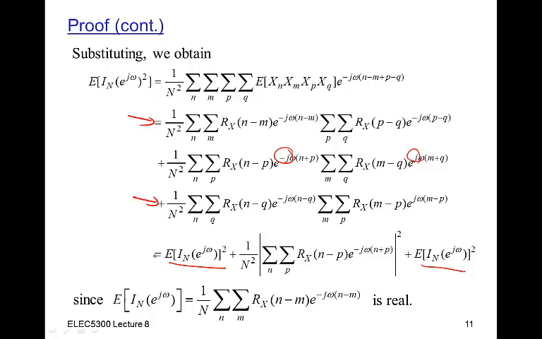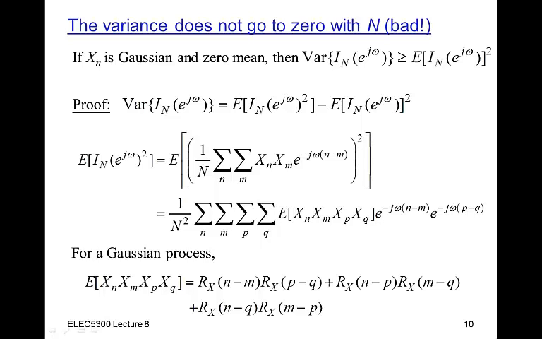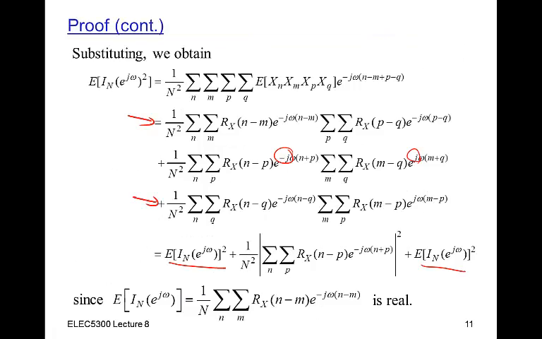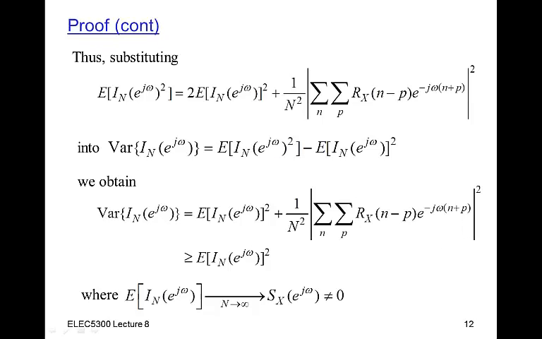Okay, so now we're going to use this to compute what the variance is. So the variance is given by this thing here. We computed this in the previous page, which was this. Remember we had these two expected value of I_n(e^jω) squared from the first and third terms, and this was from that second term that we had.